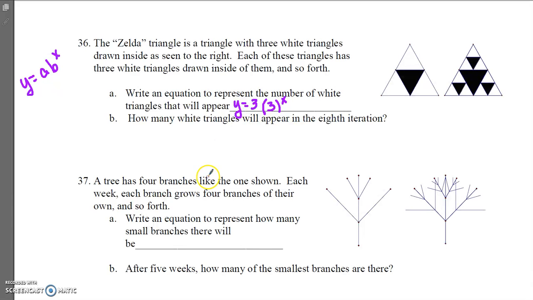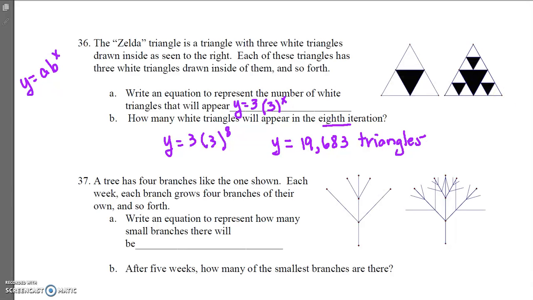So here's my equation. So on B it says how many white triangles will appear in the 8th iteration. So the 8th is going to go in my x. So I'm going to have y equals 3 times 3 raised to the 8th power. So we can put that in our calculator. And when I do, I end up with 19,683 triangles.